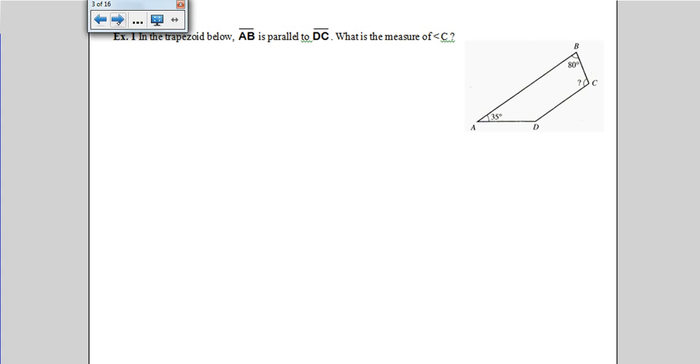So in our trapezoid, AB is parallel to DC, and they want to know the measure of angle C. Well, if I know that these lines are parallel, then I can come up with a relationship between these two angles. These are same side interior or consecutive interior, and if I flip back to the last thing I worked on, same side interior is supposed to be supplementary. So if this is 80 degrees, his neighbor is going to have to be 100 degrees because they need to add up to 180.